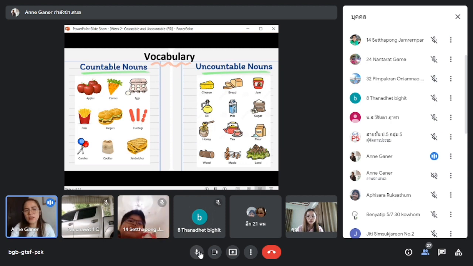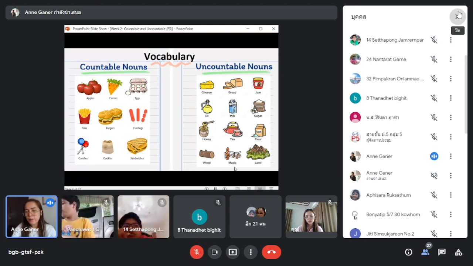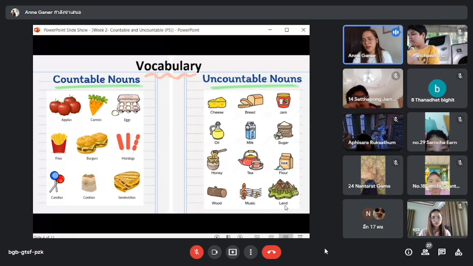Okay, so for countable nouns, we have apples, carrots, eggs, fries, burgers, hot dogs, candies, cookies, sandwiches, and more. For uncountable nouns, we have cheese, bread, jam, oil, milk, sugar, honey, tea, flour, wood, music, and land.